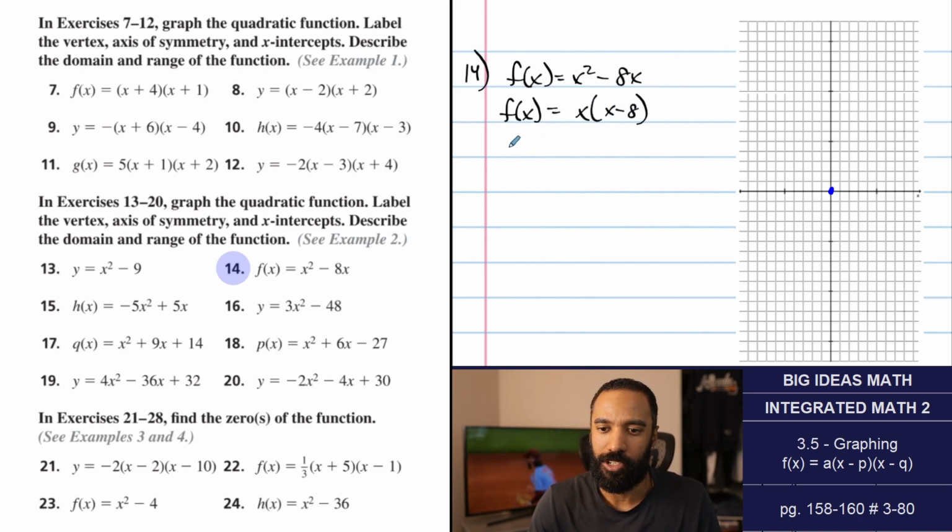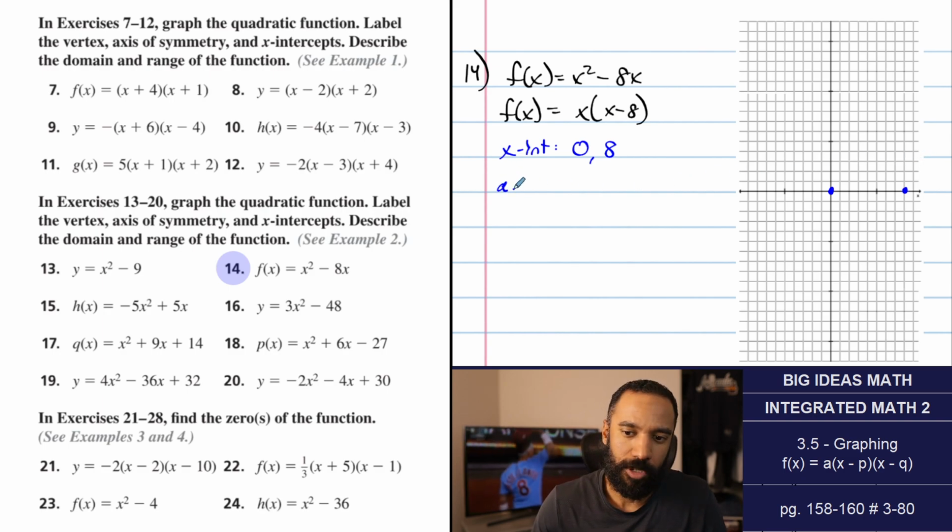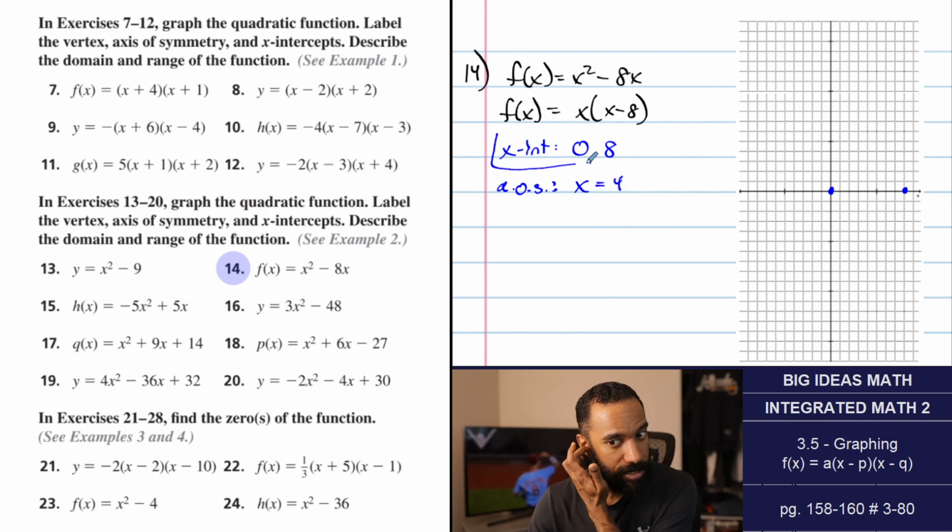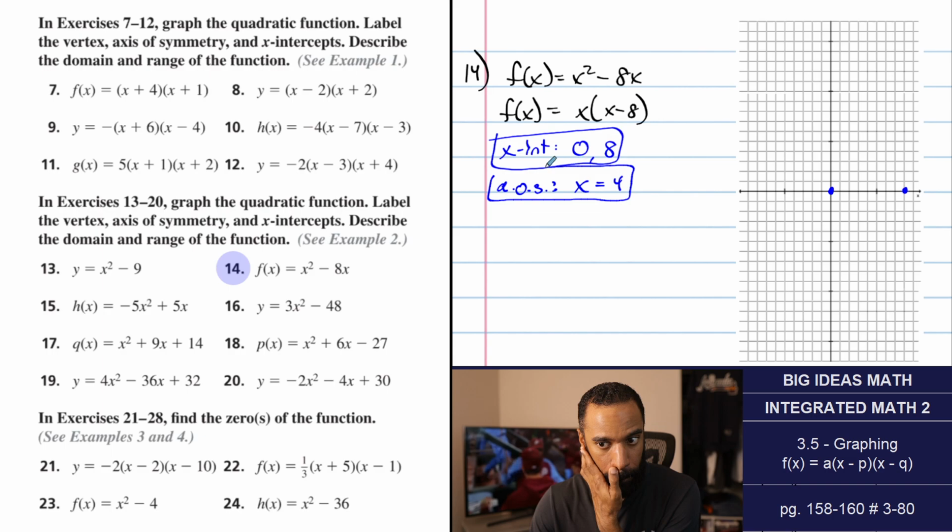That leaves you with x-intercepts of, that first one's going to be 0, right? X-intercepts of 0 and 8. So I have 0 there, I have 8 here. My axis of symmetry should be right in between 0 and 8. Halfway between 0 and 8 is 4. So x equals 4 is the axis of symmetry. So we got that and that.